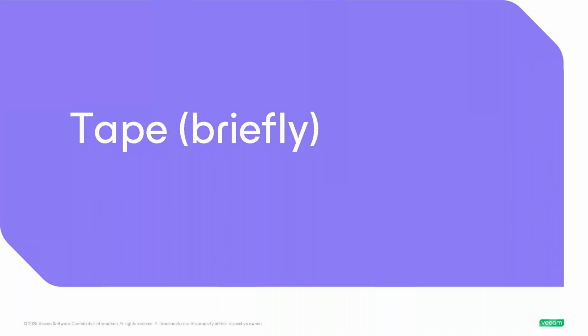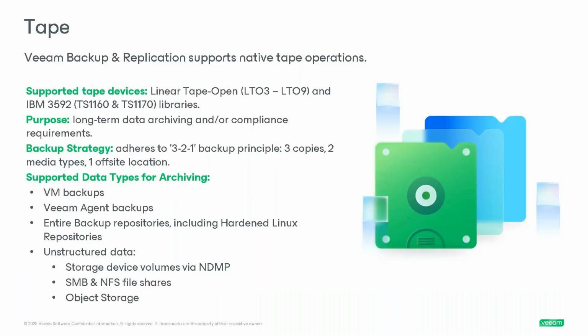So now we're going to talk about tape briefly. Veeam supports native tape operations, Linear Tape-Open 3 through 9. Various IBM libraries are also supported. Basically it just needs a Windows driver to communicate with the tape device or tape library. And at that point, it can fit into Veeam as a tape server. The purpose of it is long-term data archiving and/or compliance requirements, often cost savings.